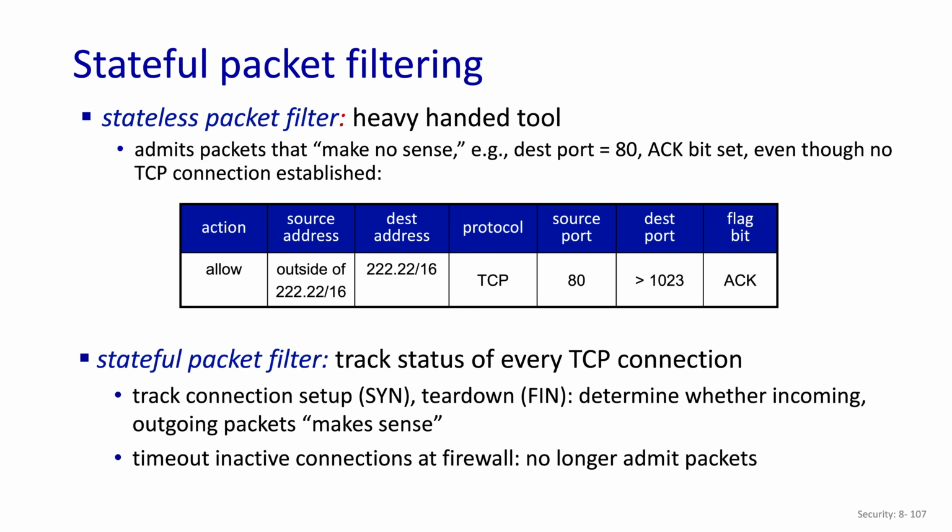A stateful packet filter keeps track of the status of every TCP connection that's going through it. So it knows when the connection setup happens, when the teardown happens, so it can determine when to remove these connections from the state that it is tracking. It knows whether it's an incoming or outgoing connection. And so if a TCP packet comes along that doesn't match one of these existing sessions and is not a new connection setup, then it can drop those packets even if they would otherwise match a rule and be allowed.